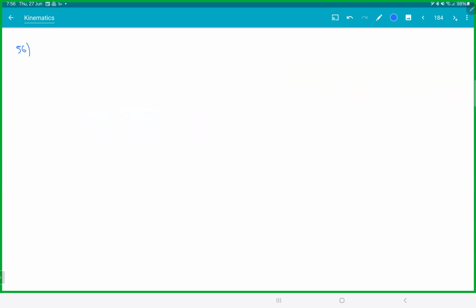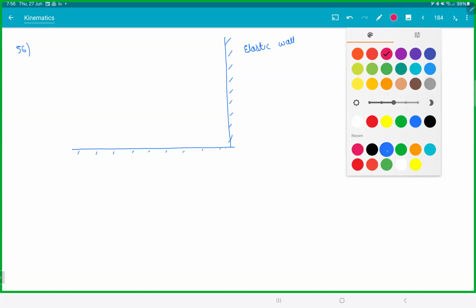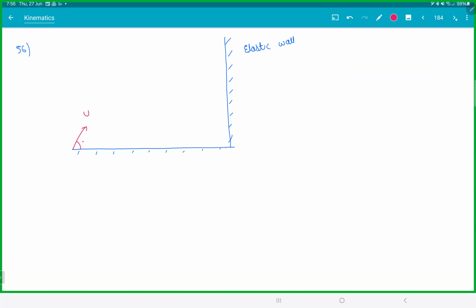56. We have a wall here, an elastic wall. So you projected with a speed u and theta. This ball goes, hits the wall, bounces back and falls on the ground. I'm sure you must have done this. So you go hit the wall here, you come back here. This distance is x. And the projection from here, d is the distance from here to the wall.